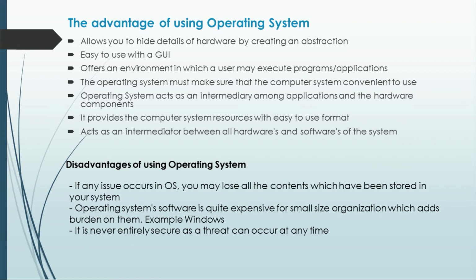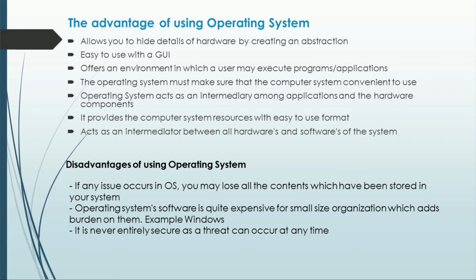So now I want to talk about the advantages of using operating systems. They are easy to use, offering an environment in which a user can execute programs and applications. The operating system must make sure the computer system is convenient to use. The operating system acts as an intermediary between applications and hardware components. It provides the computer system's resources in an easy-to-use format.